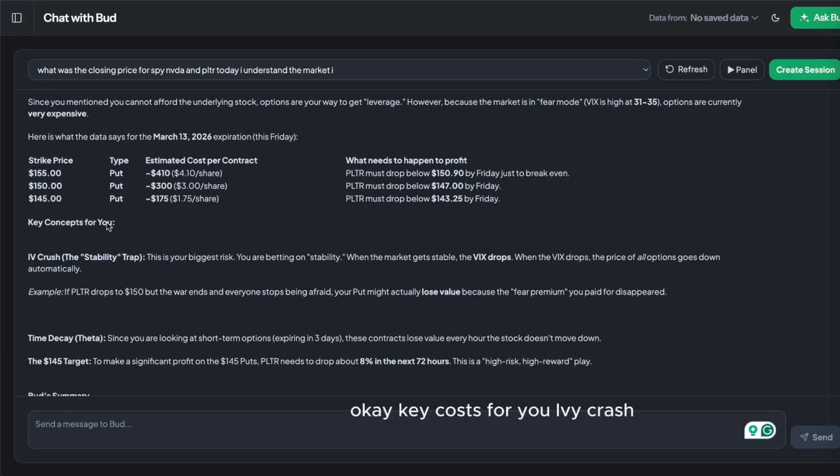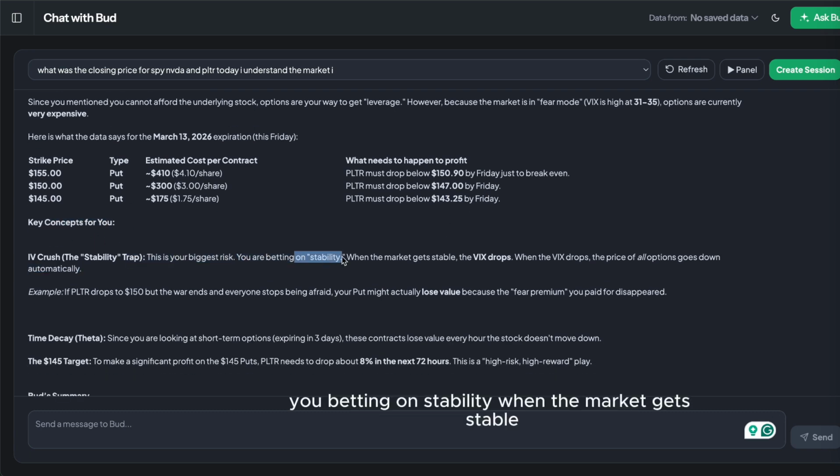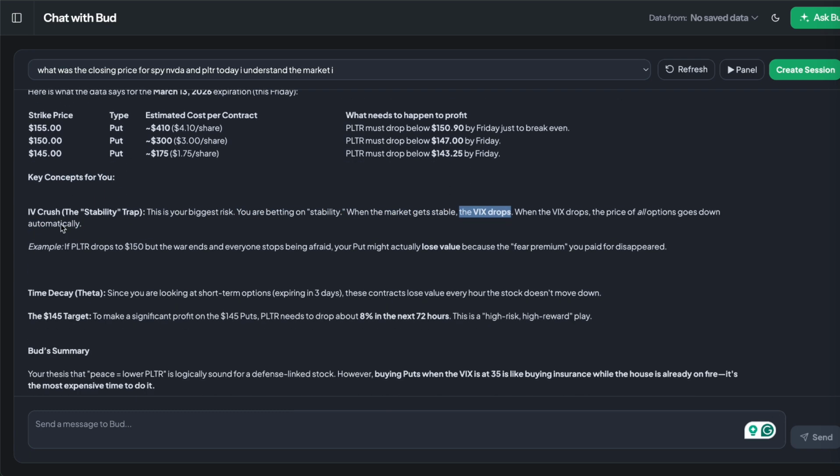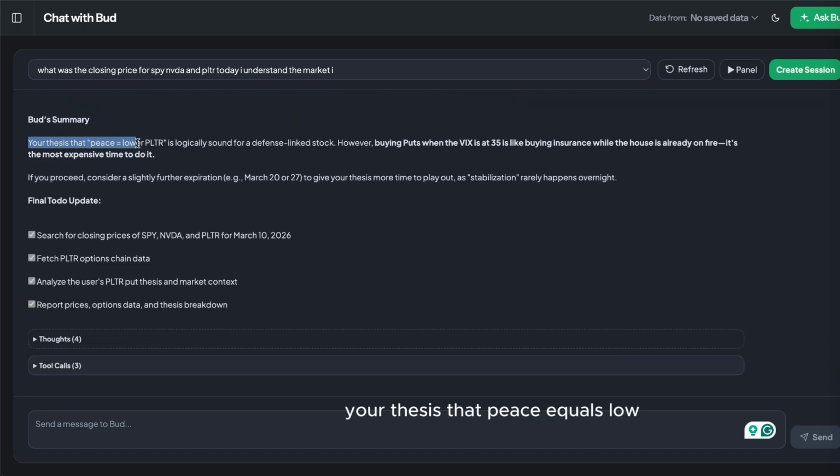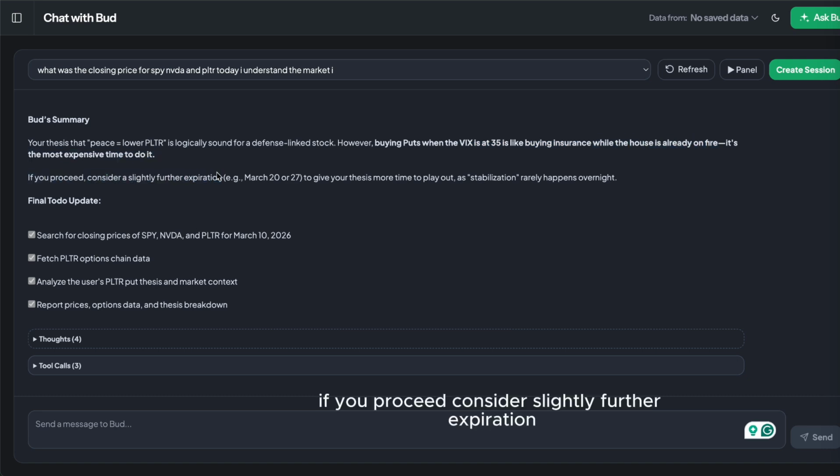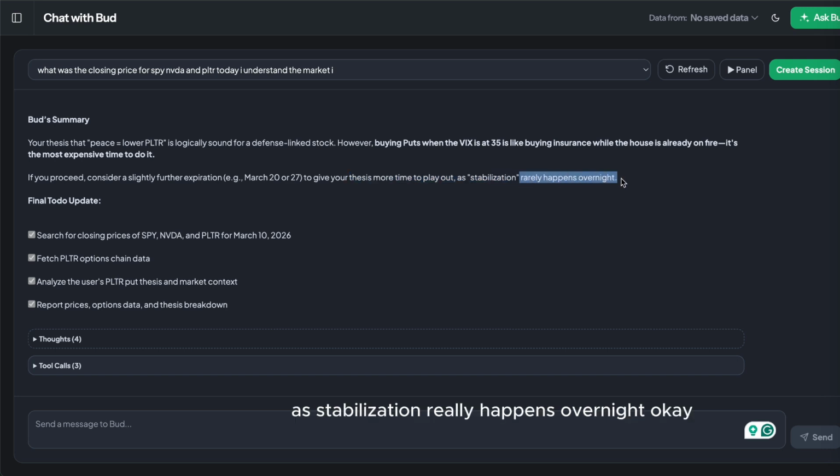Okay, key concepts for you: IV crash. This is your biggest risk. You're betting on stability when the market gets stable. Okay, Bud summary: your thesis that war equals lower PLTR is logically sound for a defense linked stock. However, buying puts when the VIX is 35 is like buying insurance while the house is already on fire. It's the most expensive time to do it. If you proceed, consider slightly further out expiration. Give your thesis more time to play out, as stabilization rarely happens overnight.